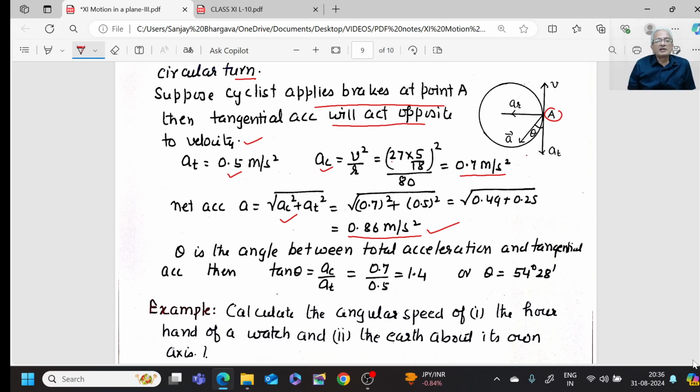Now here theta is the angle between tangential and the total acceleration. So tan theta would be equal to a_c upon a_t. That is 0.7 upon 0.5, that is 1.4. So theta would be equal to 54 degree and 28 minutes with respect to the tangential direction.